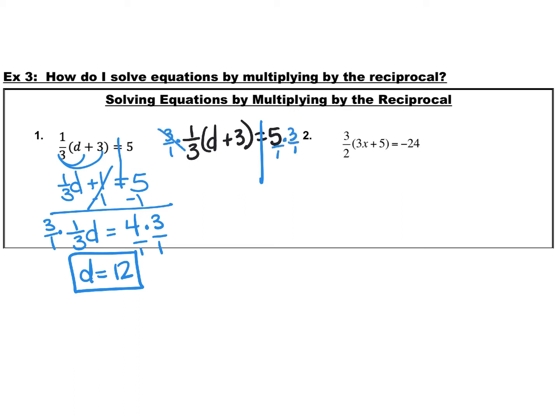So this would cancel out, and I would have d plus 3 is equal to then 15. All right, so now I'm just going to subtract out the 3. And d is going to be equal to 12. And see how we have the same answer, we arrived at it two different ways. And really for this one, it doesn't matter which way you would do this one.